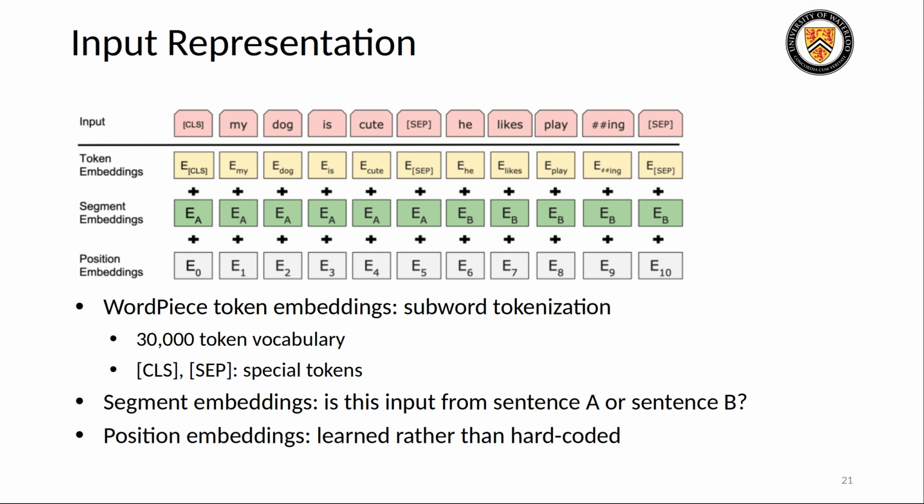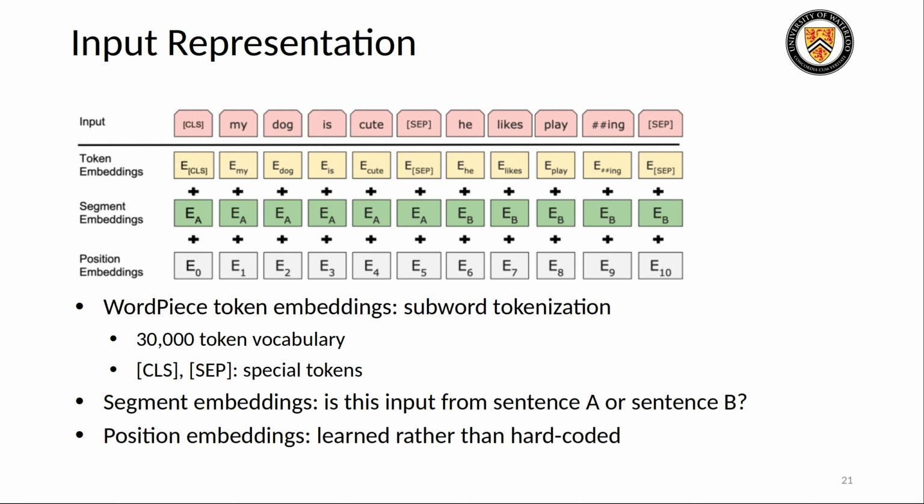The BERT input representation consists of three key components: token embeddings, segment embeddings, and position embeddings. Token embeddings are the word embeddings for each token in the input sequence. BERT uses WordPiece embeddings with a vocabulary size of 30,000 tokens. It is a subword tokenization method that allows the model to handle out-of-vocabulary words and capture morphological variation of words.